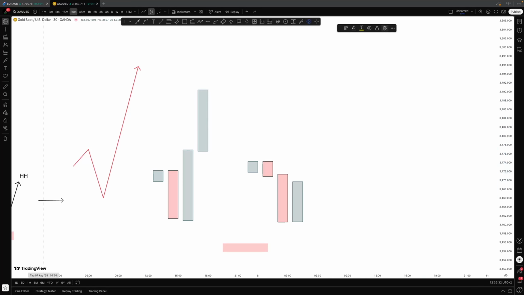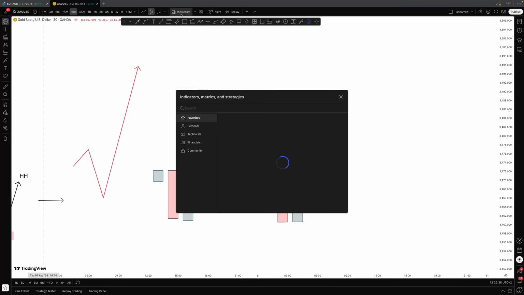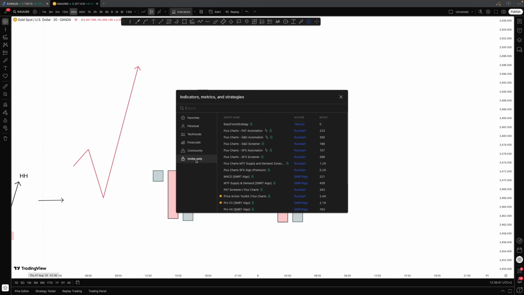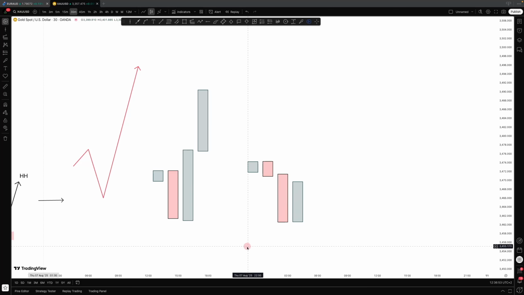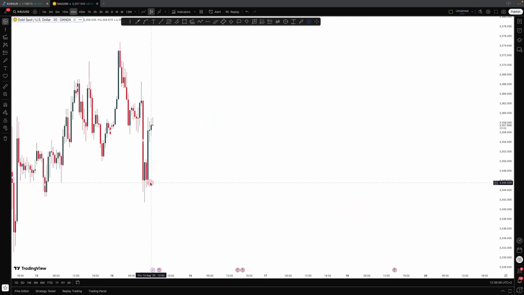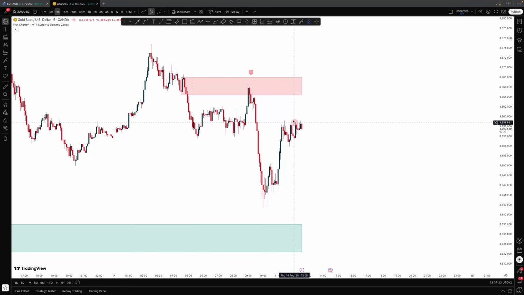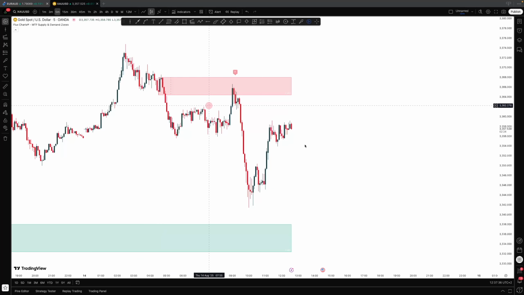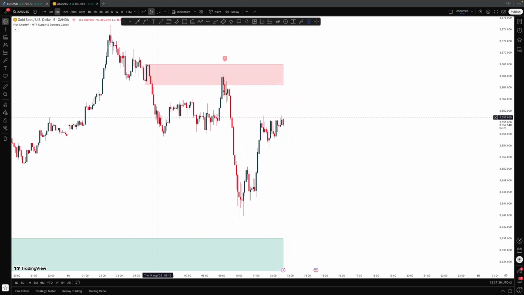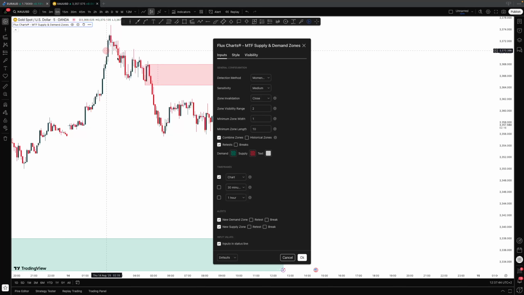But if you are lazy to draw those zones, guys, you can still find an indicator on Flux chart. This is an invite only. You can find the indicator, which is the supply and demand. Here, if you click it, you'll find everything. You'll see that on the market, you'll have those kind of supply zones. You can clearly see that it has drawn those supply and demand zones, but you have to tinker with the settings before you can put this on your chart.